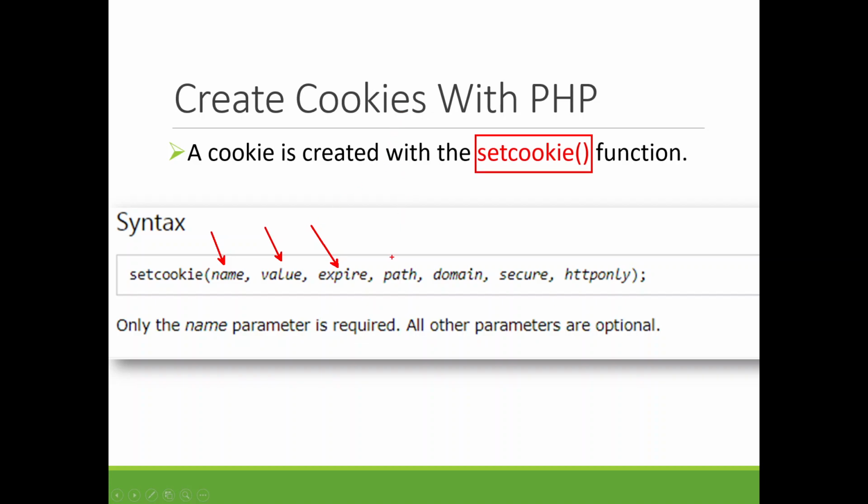The other thing is the path. Which pages on your site should be able to read this cookie? So that's the path. Domain is your web address, like www.facebook.com. Then whether you want to use HTTPS, secure, and then HTTP only. Now, of all these parameters, only the name parameter is required. All the others are optional.